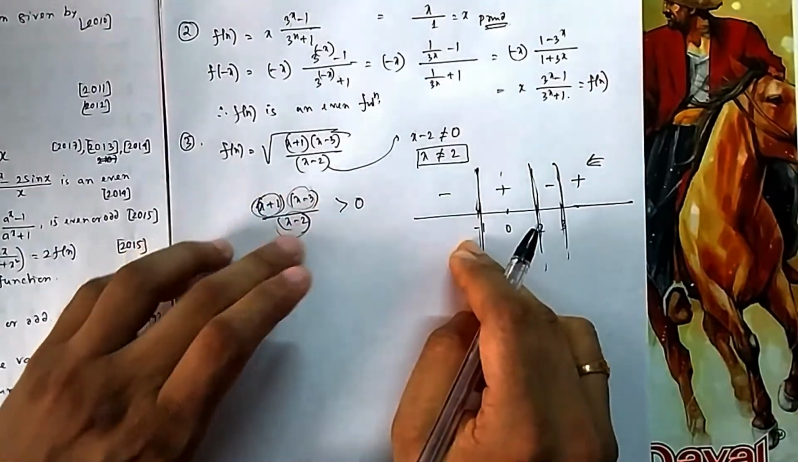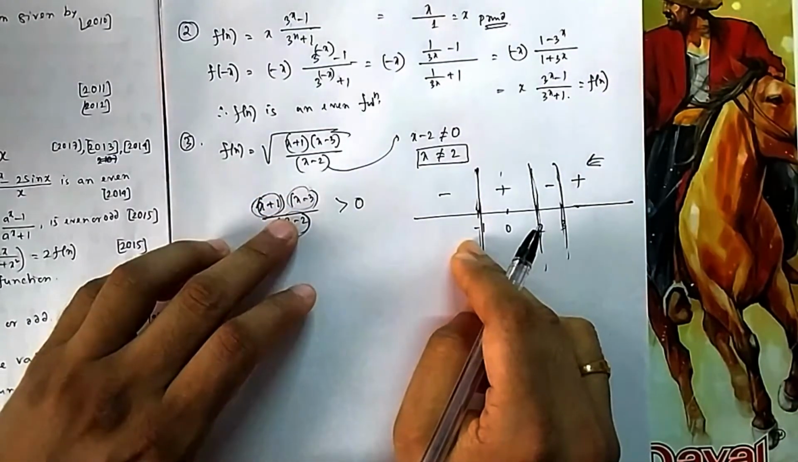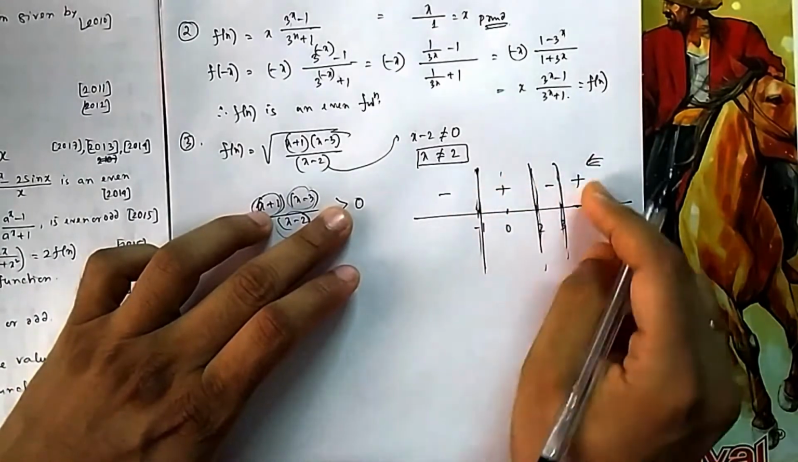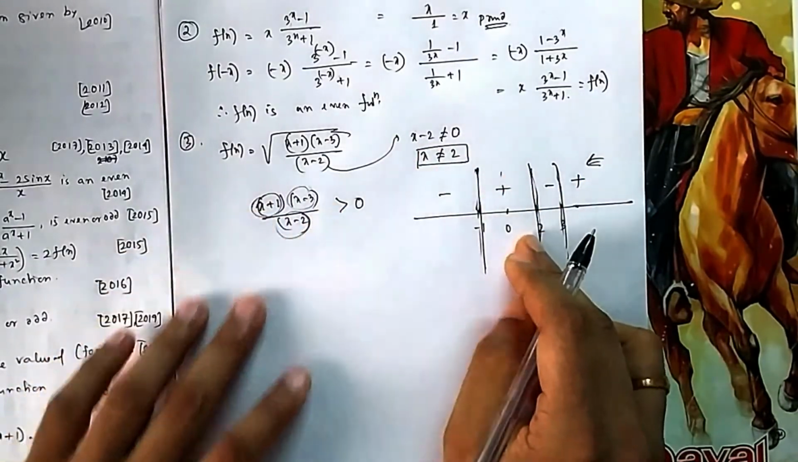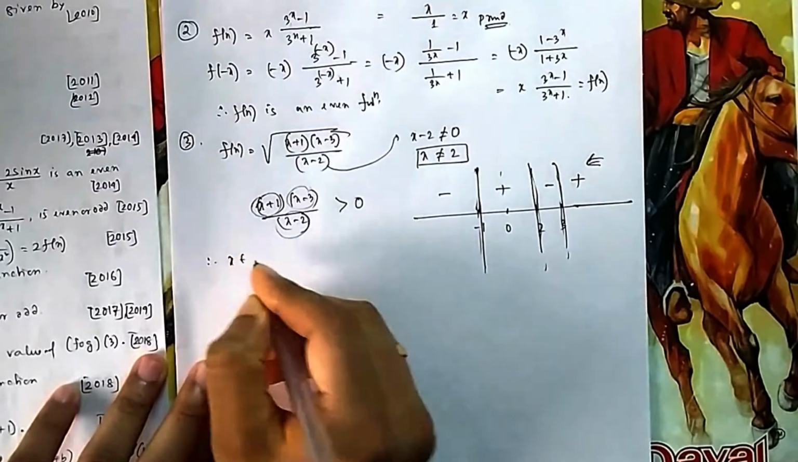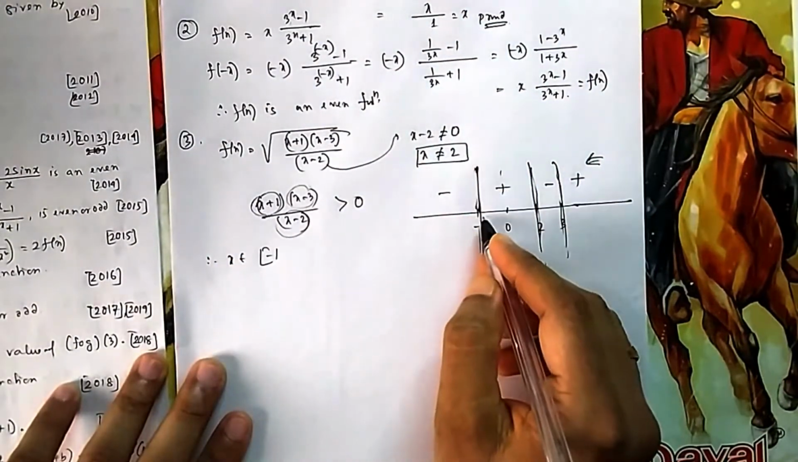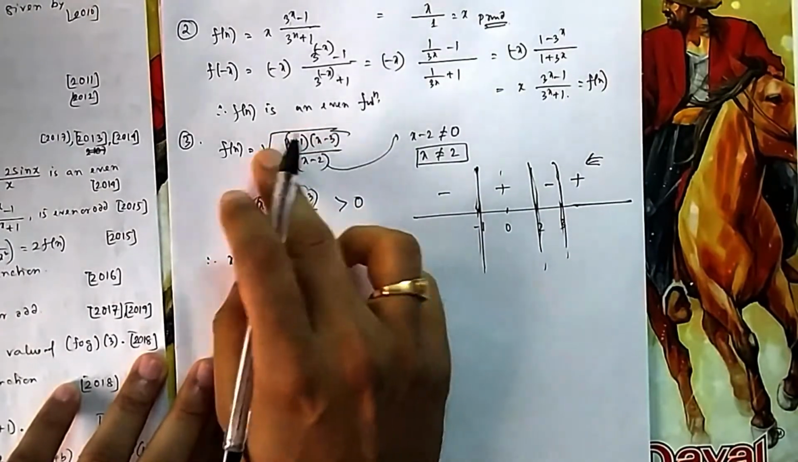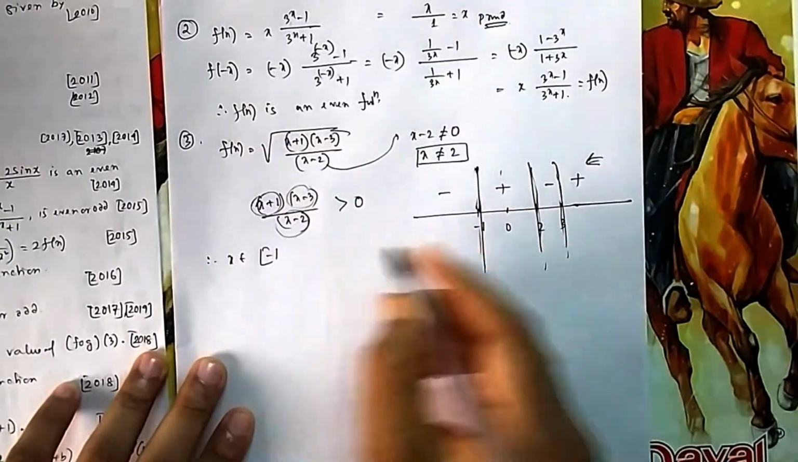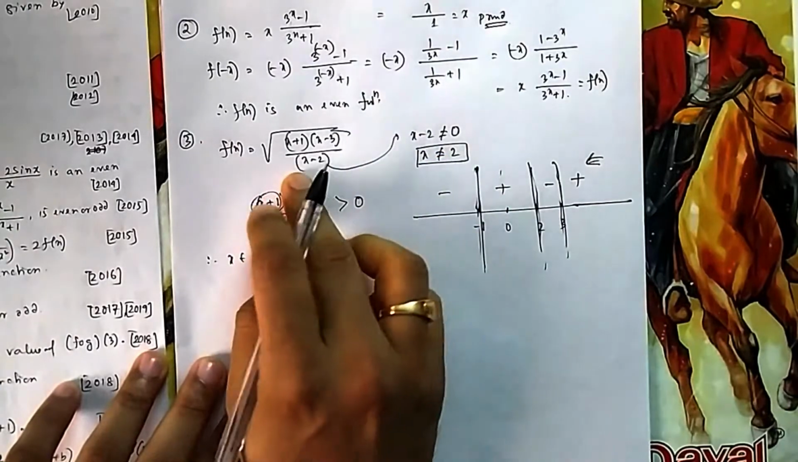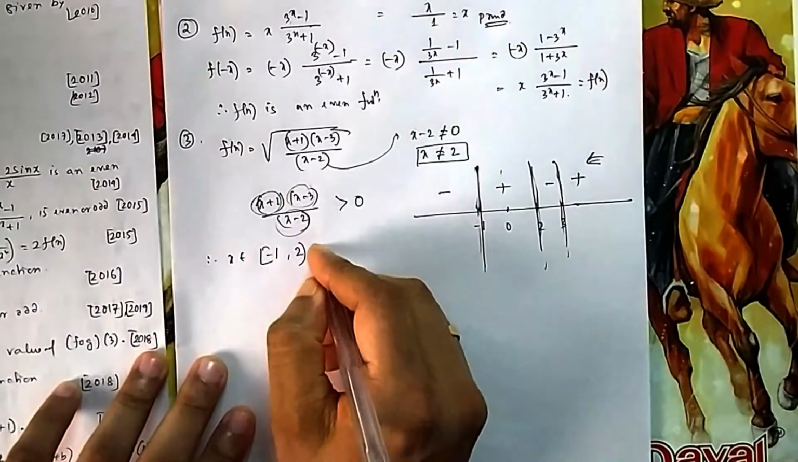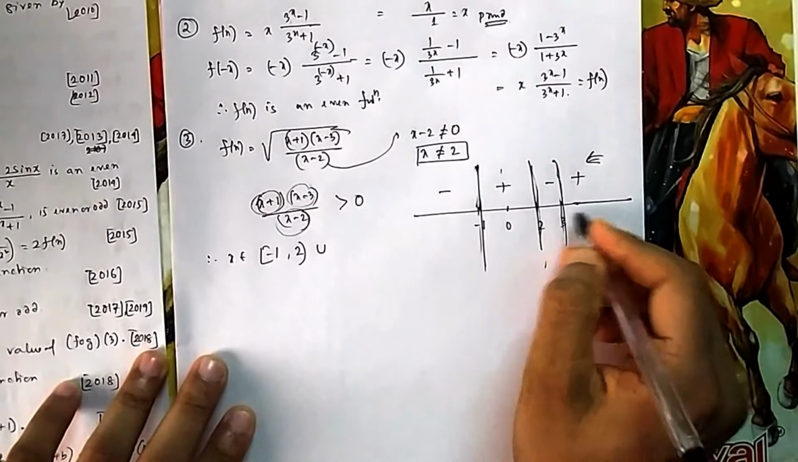If your x value is from minus infinity to minus 1, then it will be negative. So I need positive, so I need this zone and this zone, but x cannot be 2. So x can belong to minus 1 to... it can be minus 1 also, because at minus 1 it will be 0. So 0 it can be, root 0 is 0, there is no issue. But it cannot go to 2, because at 2 the denominator will be problematic. Union, again from 3 to infinity.